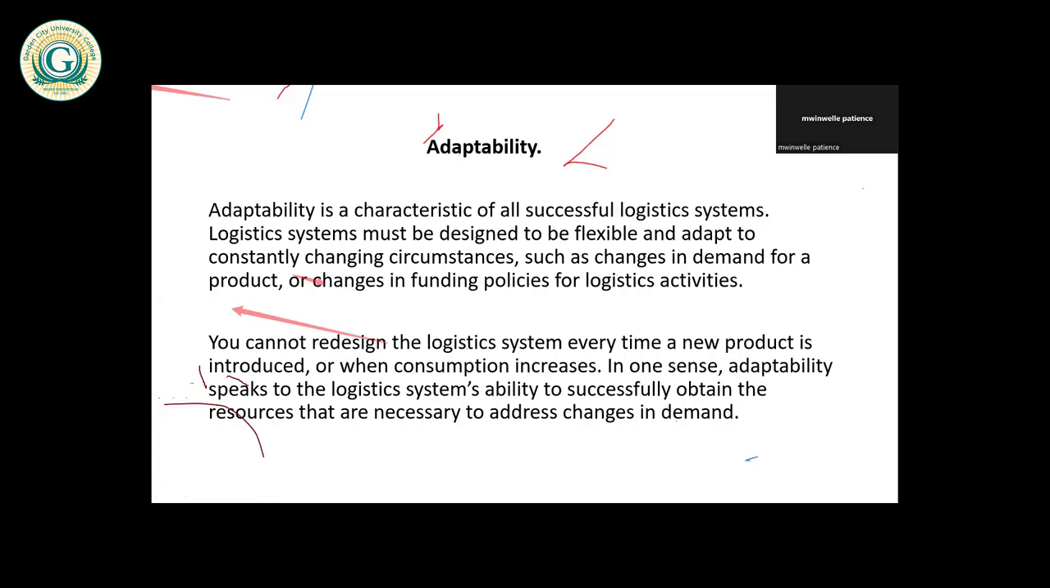Okay, so let's look at adaptability. Adaptability is a characteristic of all successful logistics systems. A logistics system must be designed to be flexible and adapt to constantly changing circumstances, such as changes in demand for a product or changes in funding policies for logistics activities. So the system you introduce, the logistics system, must be adaptable. It shouldn't be a system that has to be redesigned every now and then. It should be robust to accommodate changes. Other than that, whenever you introduce new drugs or new items, you need to get a new logistics system. The system should be adaptable, one that can be used anytime there are changes.